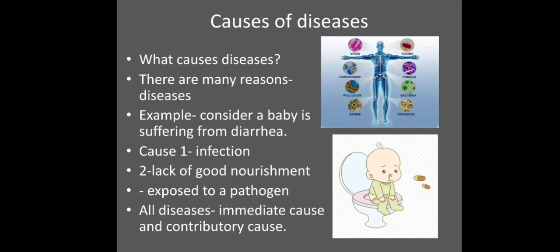Some people's bodies are so weak that they get diseases at a faster rate than other people. Without a pathogen, the genetic difference or the poor nourishment alone would not lead to loose motion. The baby should be exposed to a pathogen. Only when there is a pathogen does the baby get diarrhea. It's not that just because the baby has a genetic difference and poor nourishment, it has diarrhea or loose motion. It has been exposed to a pathogen.